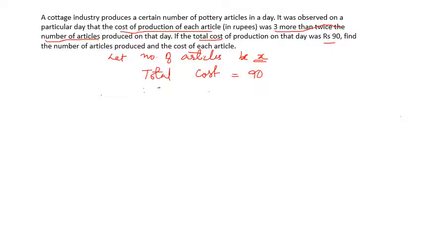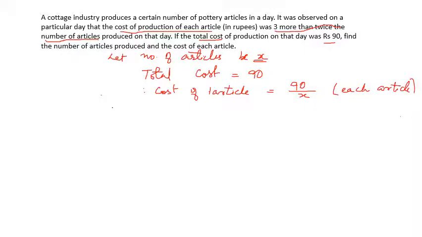Therefore, for x articles, it is 90. Therefore, for one article, the cost will be 90 by x. Now, what is given on a particular day? Cost of production of each article. Cost of production of one article is 90 by x. This is cost of production of each article. One article means each article. So, cost of production of one article is 90 by x.